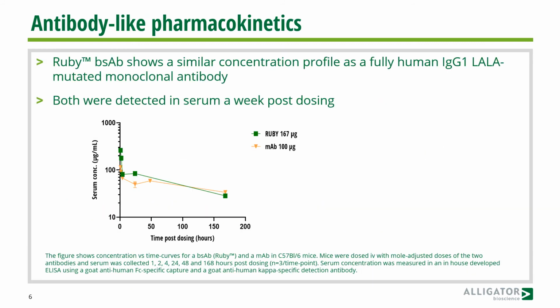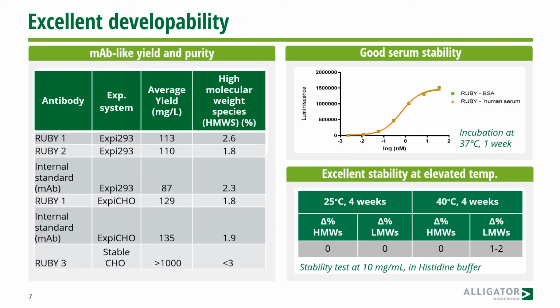In terms of pharmacokinetics, here we show one of our RUBY bispecific antibodies that displays a pharmacokinetics profile similar to that of a fully human IgG1 LALA mutated monoclonal antibody. We have also assessed manufacturability of these antibodies in transient Hague and Schwann cells, where good yields in the same range of a monoclonal antibody were obtained.